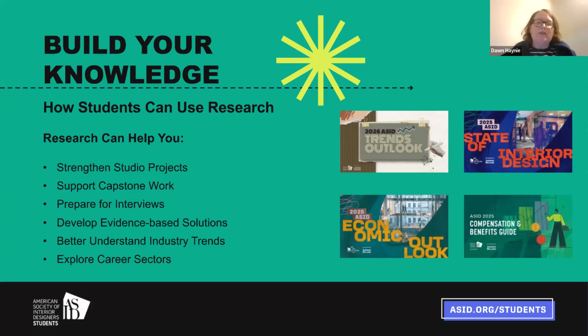And then there's the compensation and benefits guide, and that shows compensation data. So, what is the average compensation for a junior interior designer, for example?